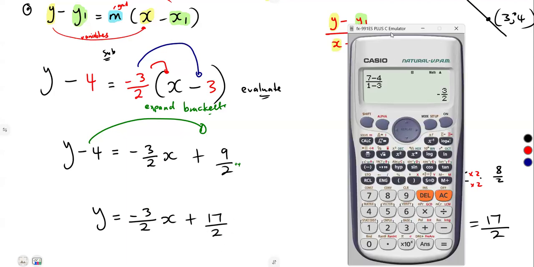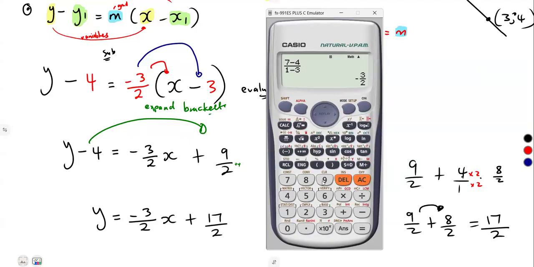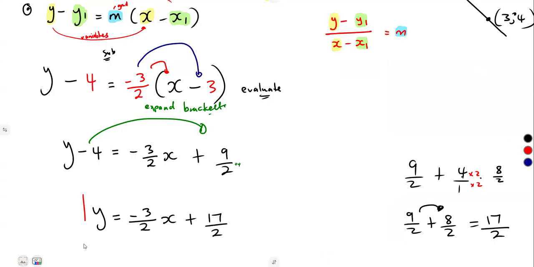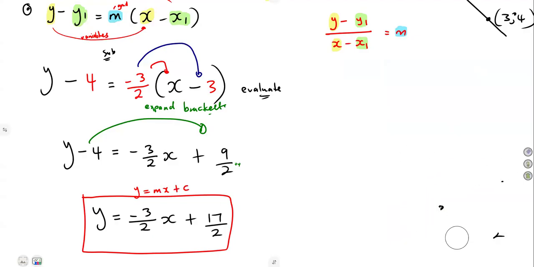Of which you can just use your calculator. All right, 9 over 2 plus 4. That is 17 over 2. So that is our equation at the end. As you can see, we have written this in the form y is equal to mx plus c. So that is from the format. This is about the format.